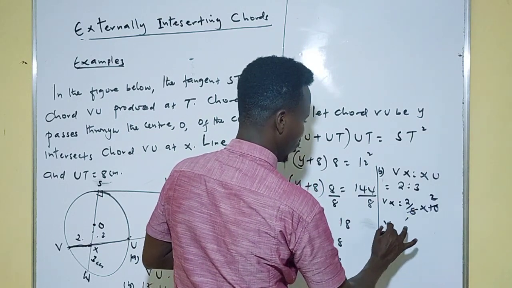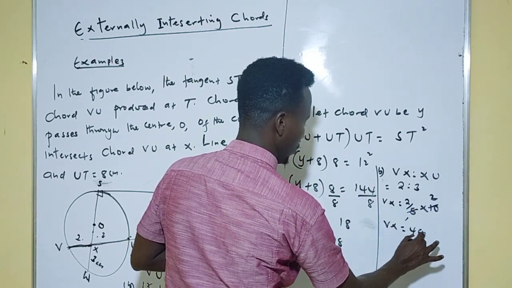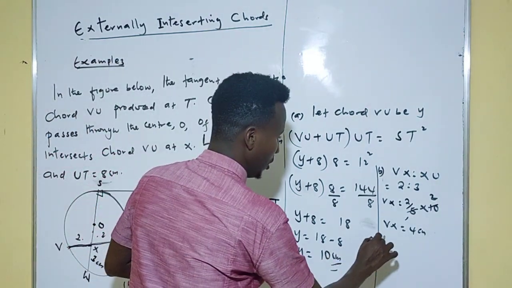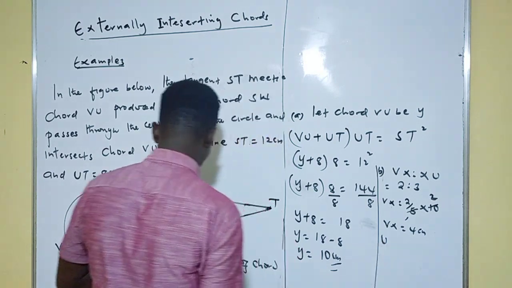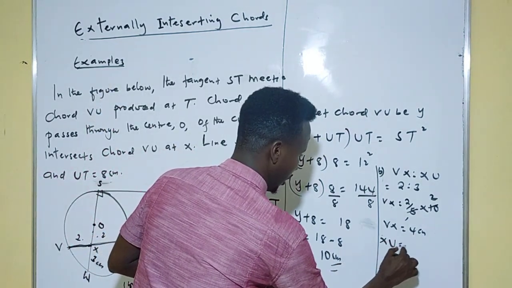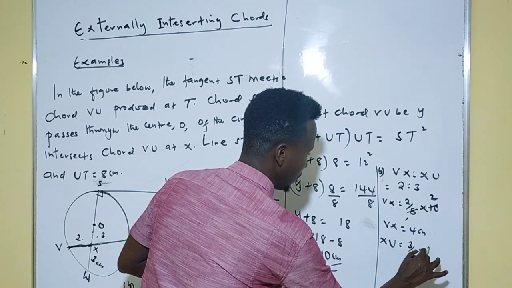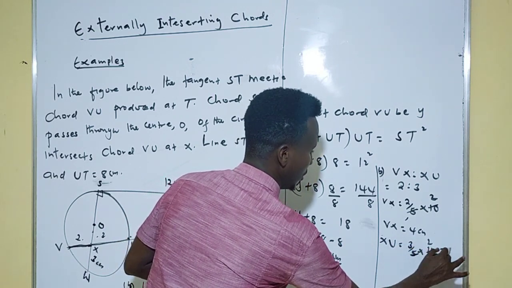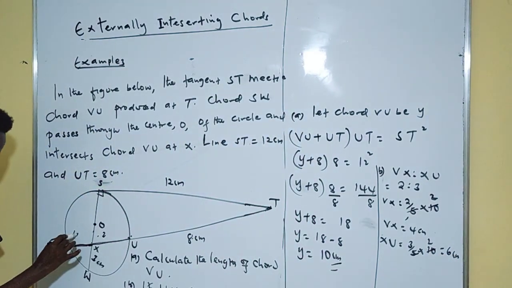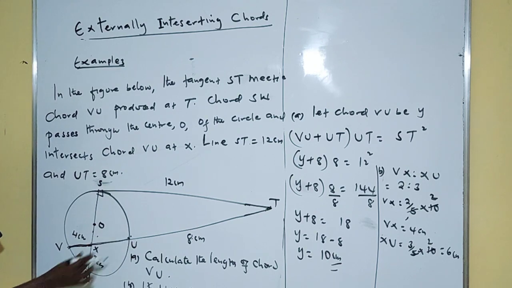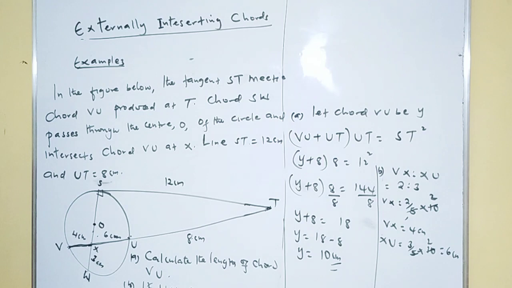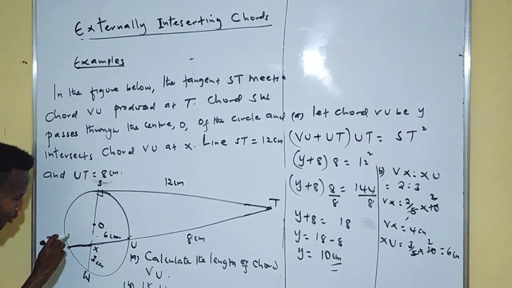By 5, 1, by 5, 2. So VX is equal to 4. Then the other one, XU, will be 3 out of 5 times 10. This will give me 6 centimeter. So this will be 4 centimeter, and this will be 6 centimeter. I've gotten from the ratio, this is 4 centimeter.